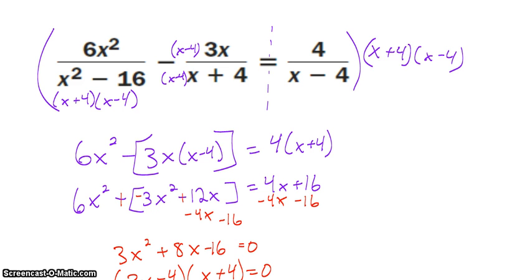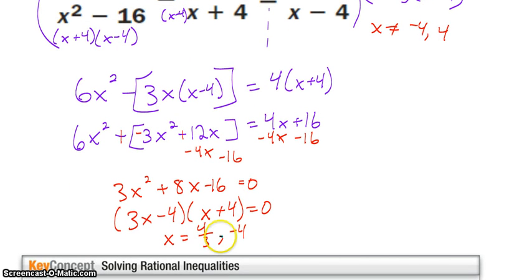Again, I want to go back to that excluded value list. You can always do this at the beginning. So x cannot equal negative 4 or 4. Check my values against my excluded value list. Negative 4 shows up. So 4/3 is my only actual solution for the problem.